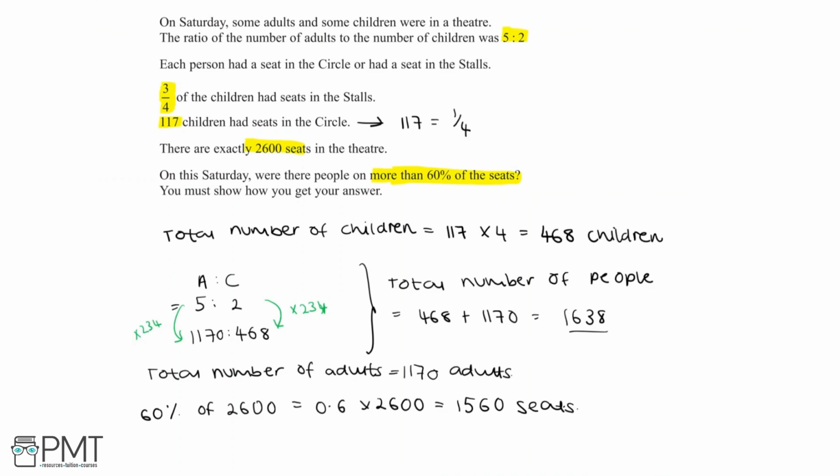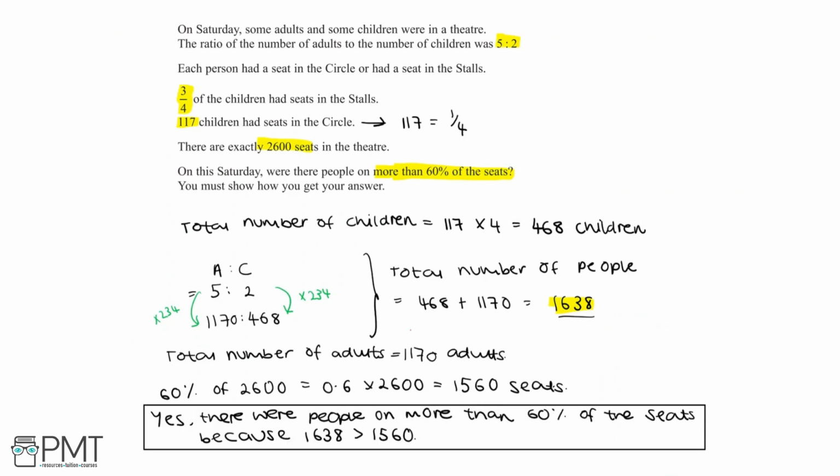We know that the total number of people in the theatre that day was 1,638. Well, this is more than 1,560. And so we can say, on Saturday, there were more than 60% of the seats taken, because 1,638 is more than 1,560.